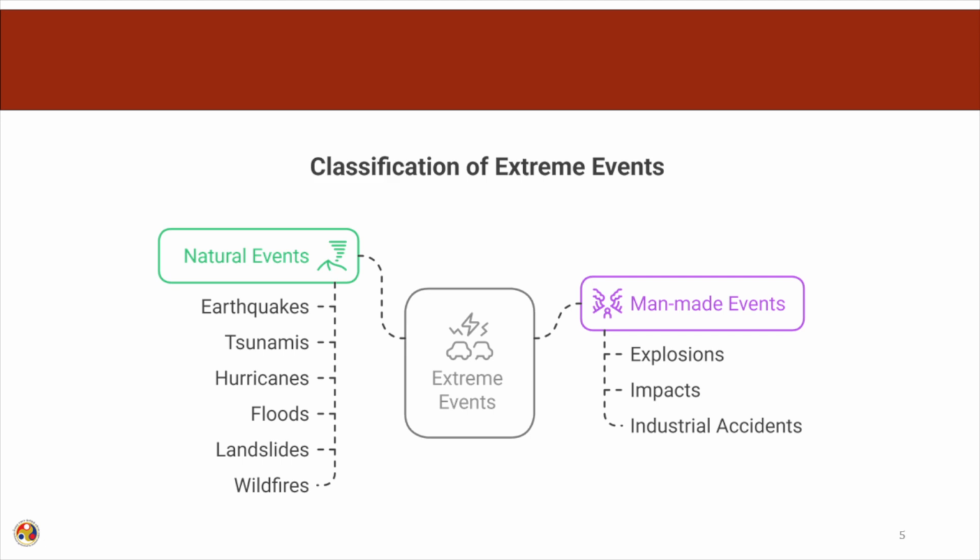So, classifications of events. So, events can be classified into two parts: natural events and man-made events. Natural events we normally deal with in our day to day life, such as earthquakes, tsunamis, hurricanes, floods, landslides, wildfires. But extreme events can be man-made events dealing with the explosions, impacts, or some industrial accidents.